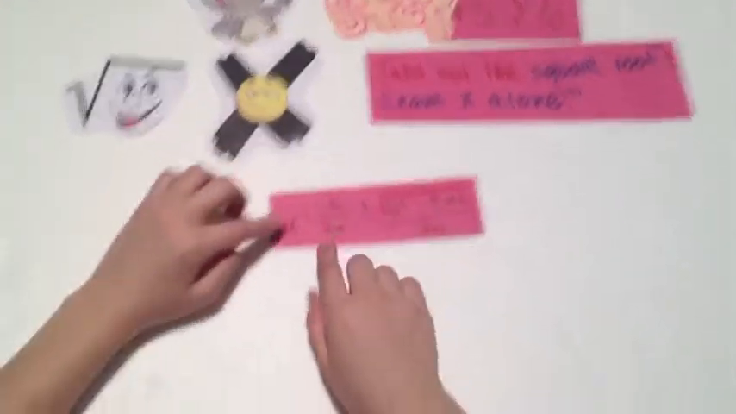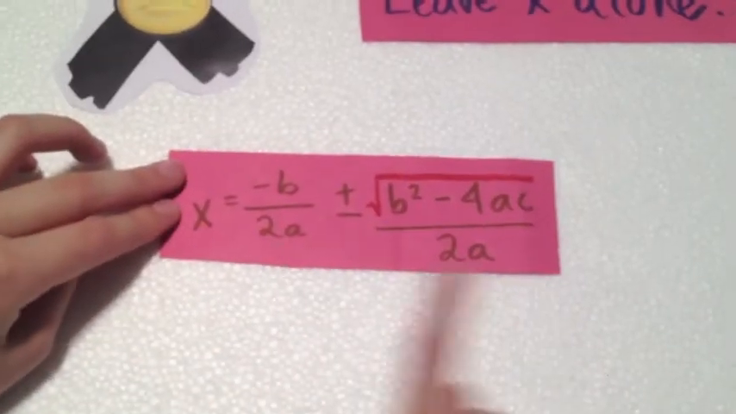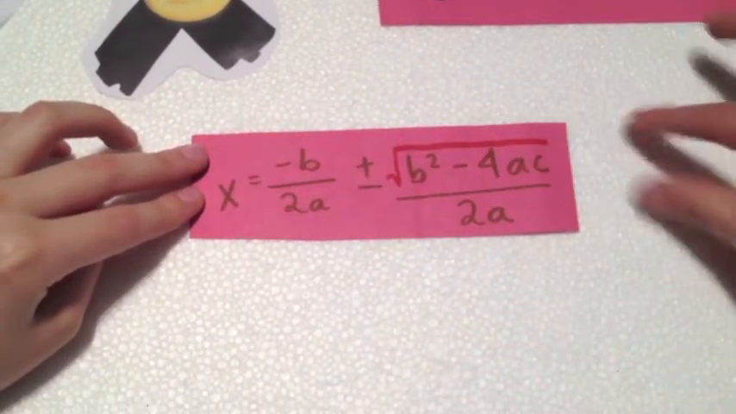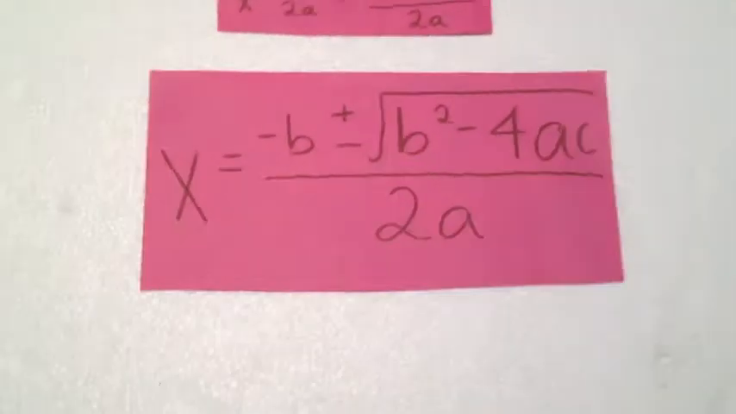Hi, I'm x and I want to be left alone. So in this equation, to leave x alone, you just combine the terms since they have the same denominator. So you leave the top the same and you end up with the quadratic formula.